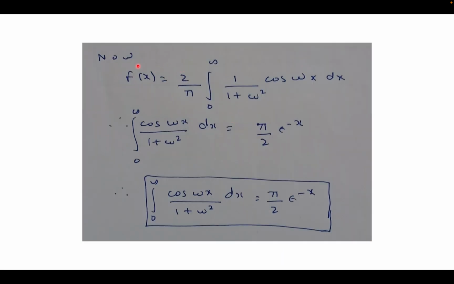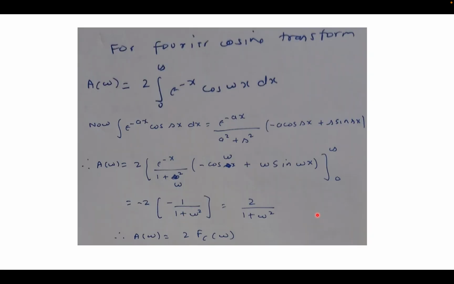So here now if I put f(x) is equal to e power minus x, right? This you already know, what f(x) is. So the integration from 0 to infinity of cos omega x d omega upon 1 plus omega square can be written as pi by 2 times e power minus x, right? Therefore the integral from 0 to infinity of cos omega x upon 1 plus omega square d omega can be written as pi by 2 times e power minus x.